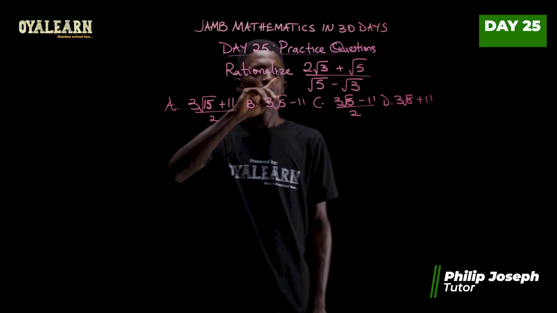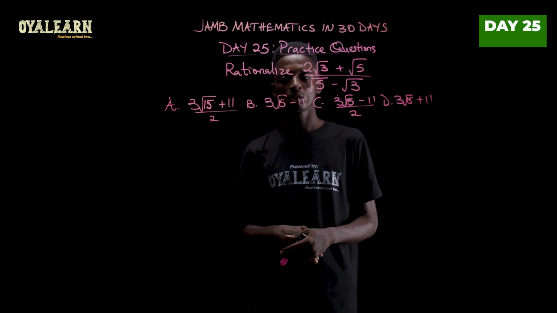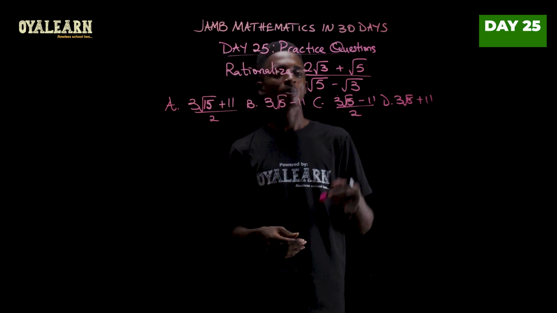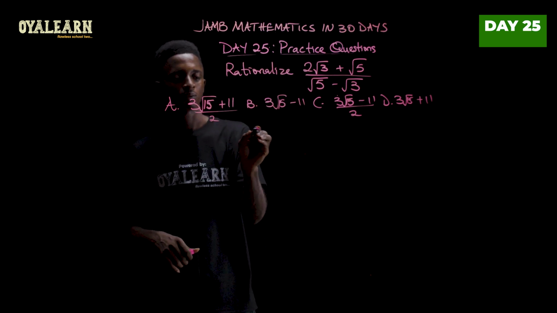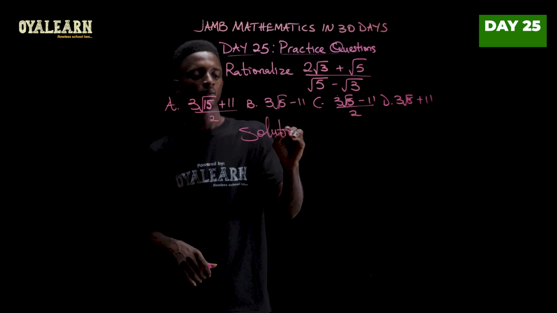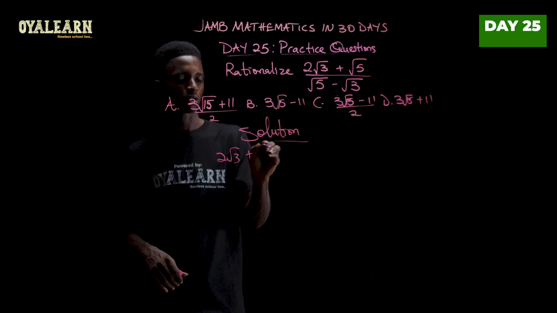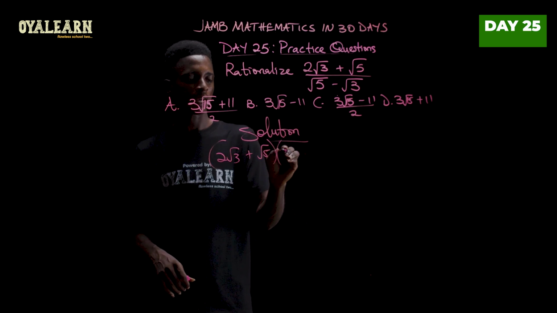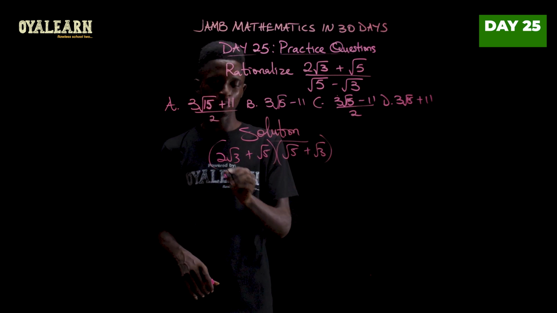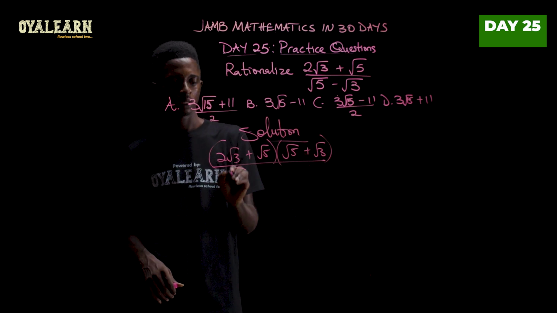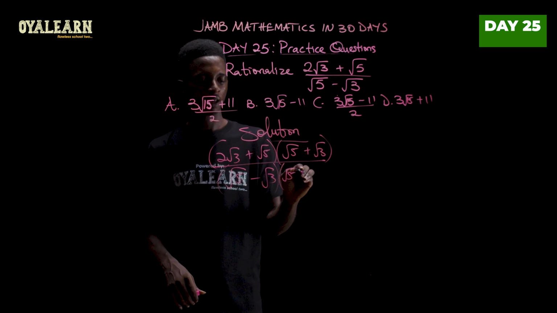Let's rationalize (2√3 + √5) all divided by (√5 − √3). To rationalize, we're going to multiply the numerator and denominator by the conjugate surd of the denominator. So all we'll be having is (2√3 + √5) multiplied by (√5 + √3), which is the conjugate surd of this denominator, divided by (√5 − √3) multiplied by (√5 + √3).